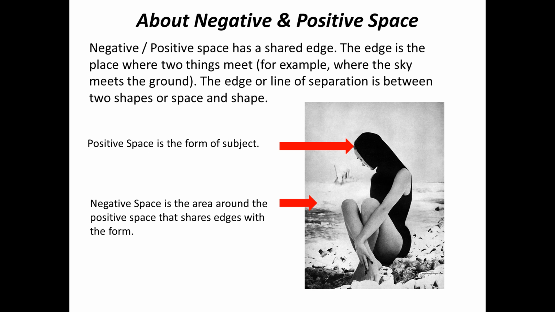Negative positive space has a shared edge. The edge is the place where two things meet, for example, where the sky meets the ground. The edge or line of separation is between the shapes, two shapes, or a space in a shape. So in this example here of this fashion photo from, I believe, the 50s, the model and the silhouette of that model is the positive space, and the rest back here is the negative space.